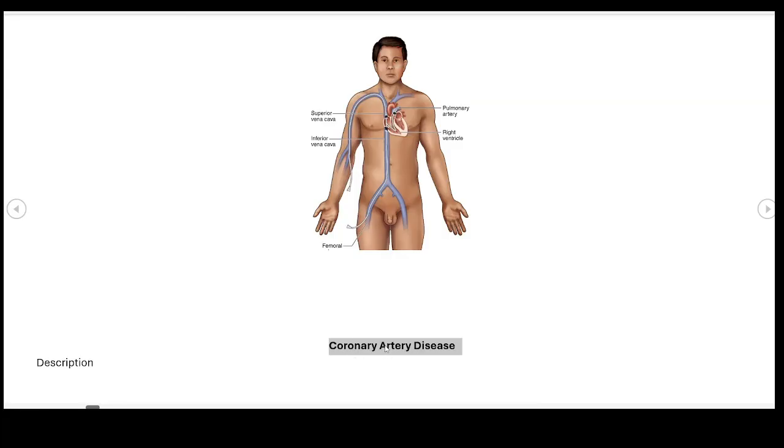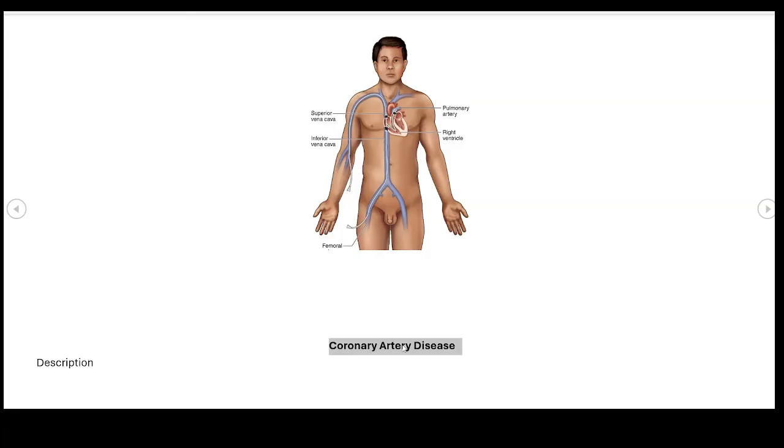So arteries, these are the blood vessels that carry oxygenated blood through the heart. The disease means that there's a problem inside this artery. Usually, the main problem we're going to be talking about is the building up of cholesterol. There are so many other factors that can cause this coronary artery disease, but for the sake of the NCLEX, the most common cause we're going to focus on is the building up of lipids, which is called atherosclerosis.